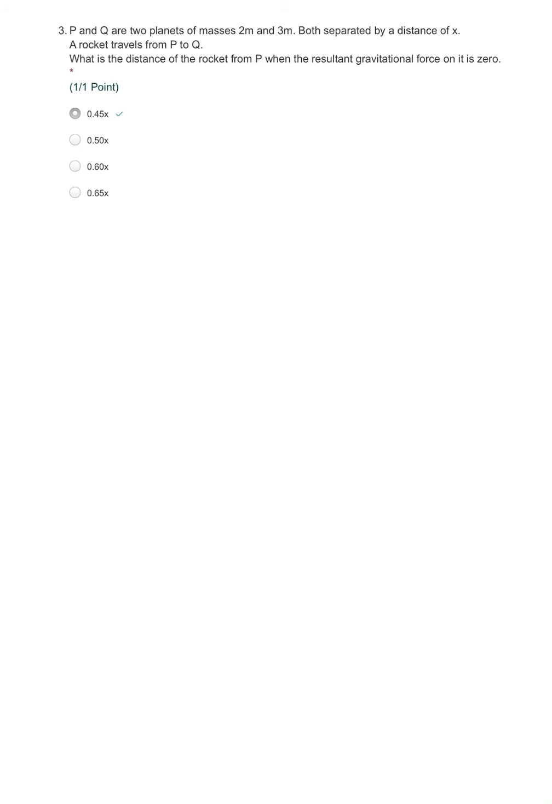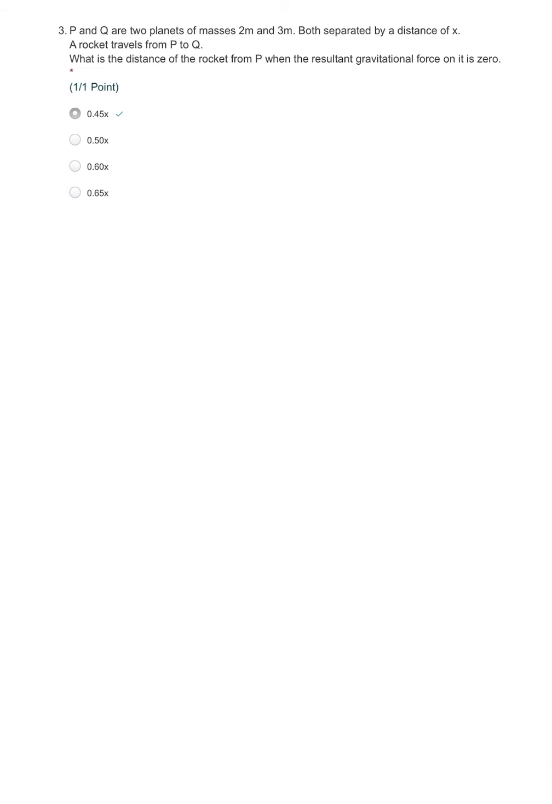Alright, so the question gave you that P and Q are two planets of masses 2m and 3m, both separated by a distance of x. A rocket travels from P to Q. What is the distance of the rocket from P when the resultant gravitational force on it is 0?